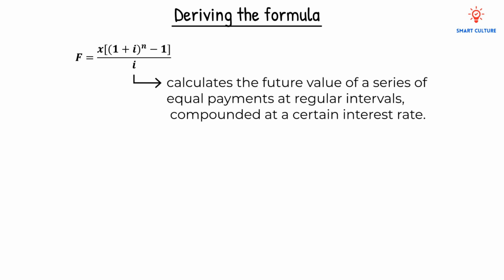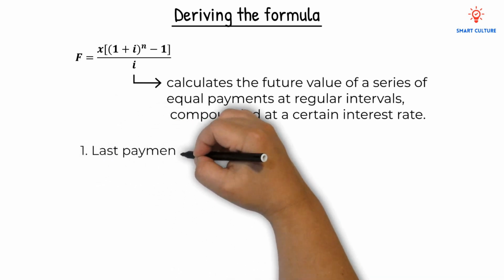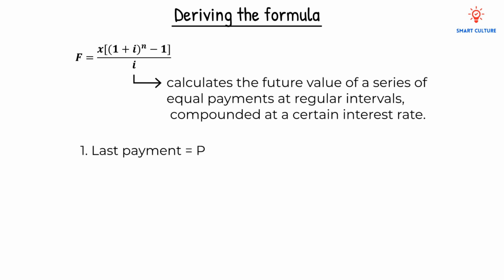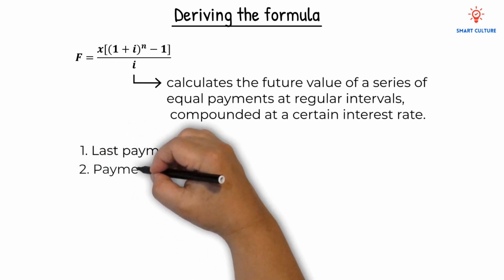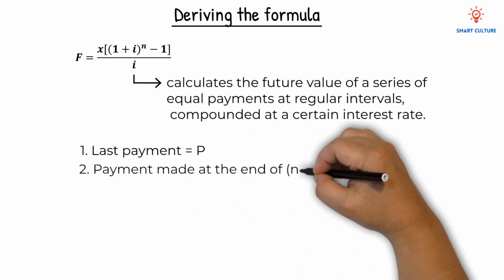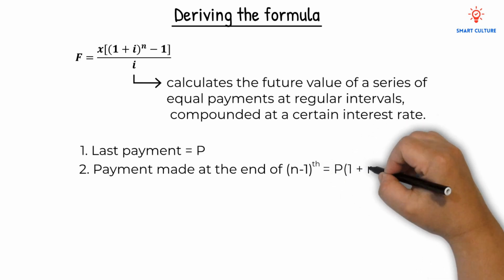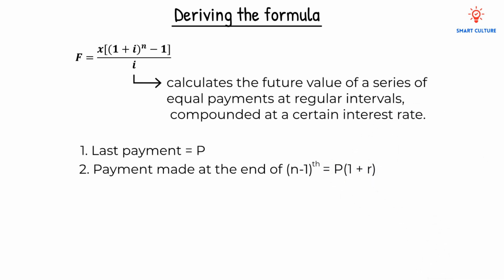Now let's break down these contributions. The last payment made at the end of the nth period will not earn any interest, so its future value contribution is simply P. The payment made at the end of the n-1th period will earn interest for one period only, so its future value contribution will be P(1 + R).